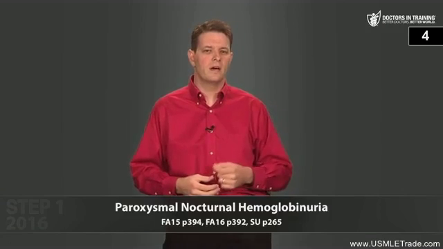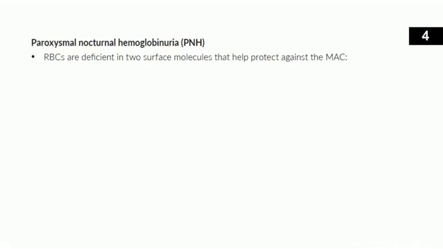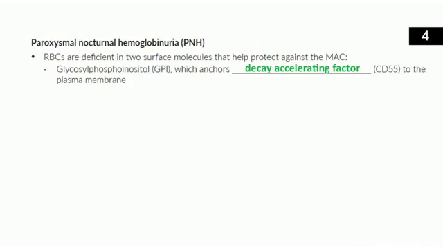So take a look in your study guide, and let's talk about PNH for just a moment. PNH occurs in individuals whose red cells are deficient in two surface molecules that are involved in protecting the cell from destruction by complement and the MAC. The first is a glycolipid called GPI, or glycosyl phosphatidylinositol, which is a molecule that anchors various cell surface proteins to the plasma membrane, including decay accelerating factor, or CD55. The second surface molecule that's missing in these patients is called MAC inhibitory protein, or CD59, which also prevents the membrane attack complex from destroying cells. So if you don't have these two molecules, CD55 and CD59, you have complement-mediated damage of red blood cells.